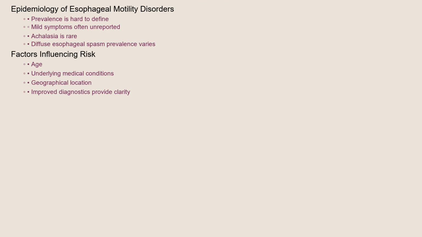Regarding epidemiology, esophageal motility disorders are not uncommon, but precise numbers are difficult to determine, as many people may not seek medical attention for mild symptoms. Some conditions, like achalasia, are relatively rare. The prevalence of other disorders, such as diffuse esophageal spasm, varies across different populations. Certain factors like age, underlying medical conditions, and geographical location can influence the risk of developing these disorders. As diagnostic techniques improve, we are getting a clearer picture of how frequently these conditions occur.